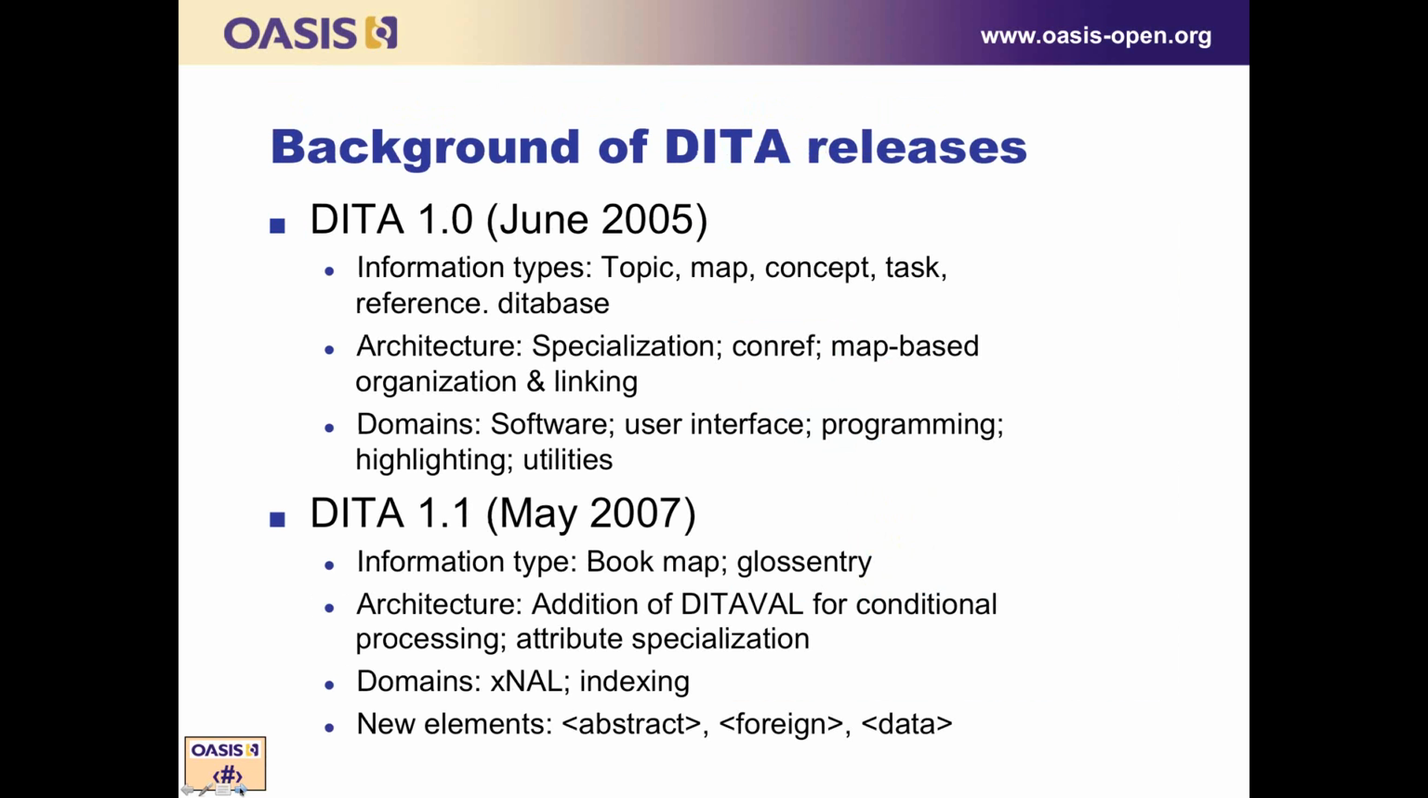1.2 came out a little close to 4 years ago in December 2010, and here we did add substantially more information types and really modified the architecture. We added key-based addressing and a number of other features, including constraints.